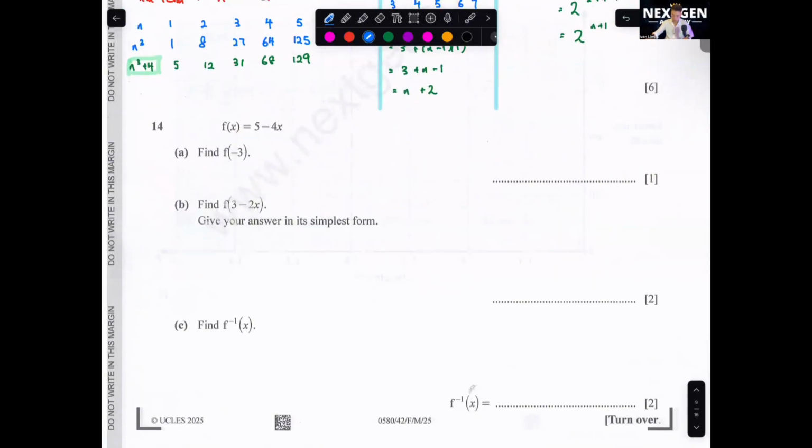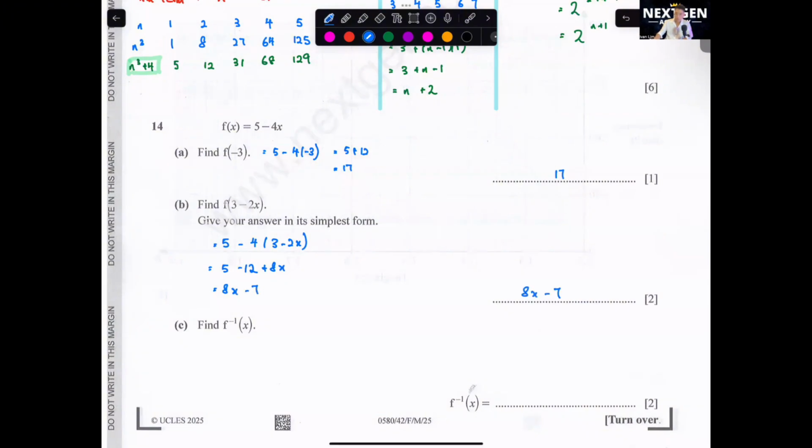Okay, let's look at question 14. f(x) equals 5 minus 4x. Find f(minus 3). We substitute in minus 3 over here, so here will become 5 plus 12, which equals 17. Find f(3 minus 2x). So here will equal 5 minus 4 bracket 3 minus 2x, which is 5 minus 12 plus 8x. And we'll get 8x minus 7.